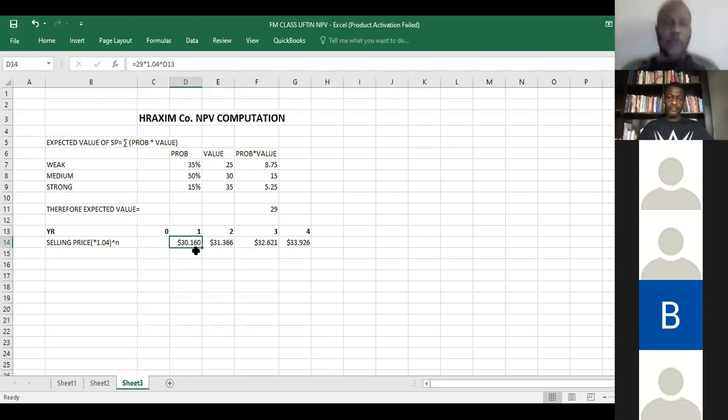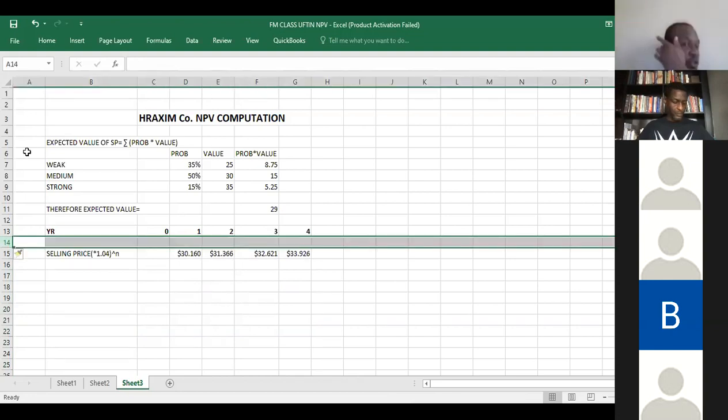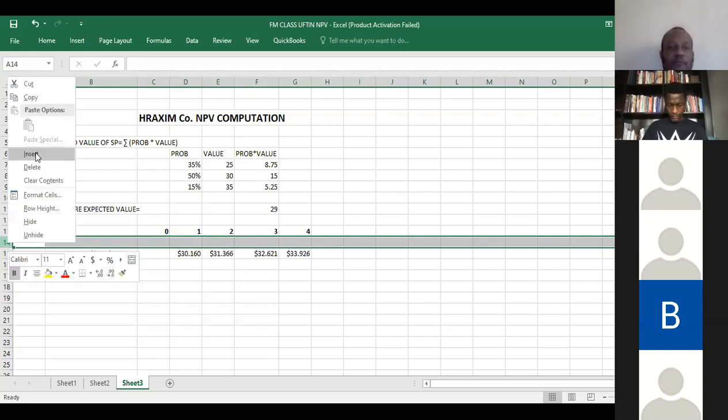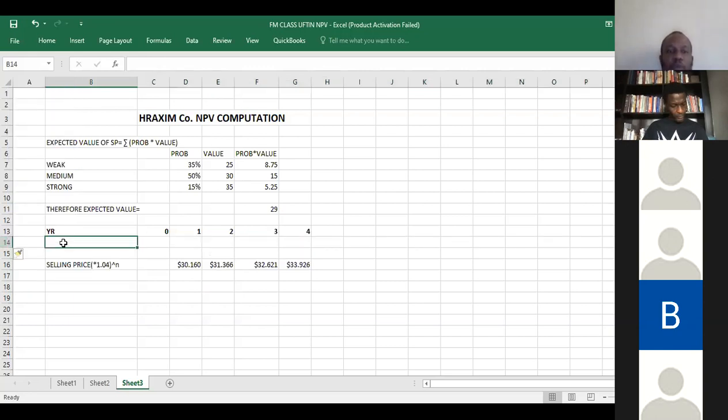Okay, so we have our selling price. Oh, I completely forgot. So I can cheat because I'm not under exam condition. It doesn't matter. We could have put it under there. We could have put it on top. It doesn't make a difference. Our sales volume. It doesn't make a difference where you put it.